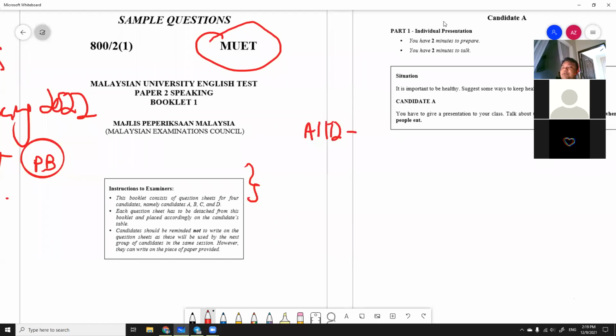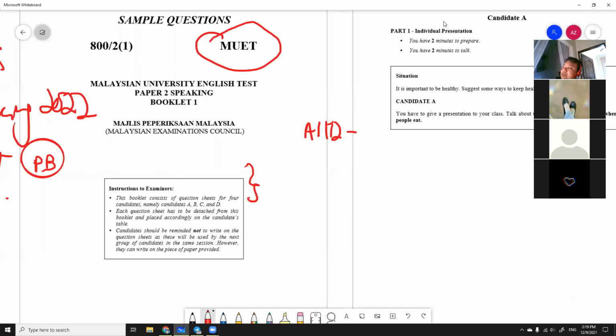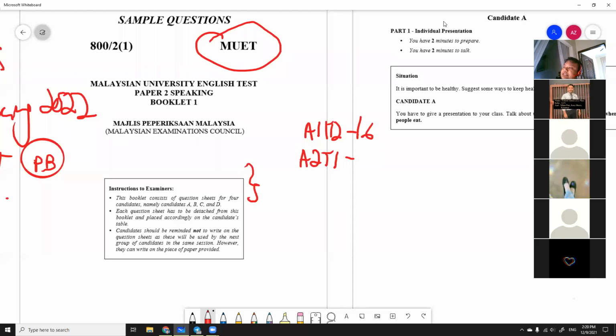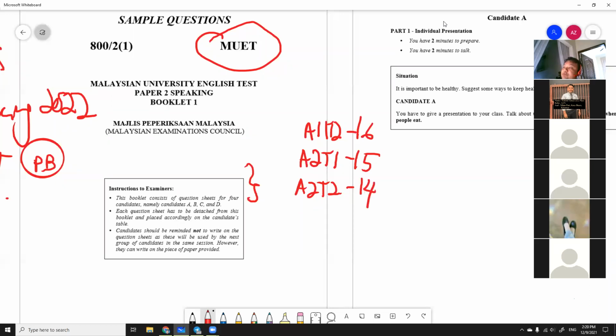A1T12, how many of you all together in the class? 16. 16, okay. What about A2T1? How many of you all together? 15. 15, okay. What about A2T2? How many of you all together in the class? 14. 14, okay. Right, so altogether I'm having 45 students right now.